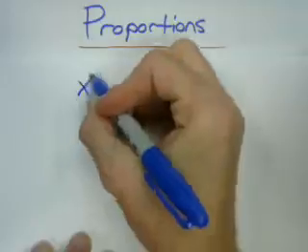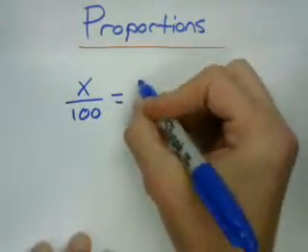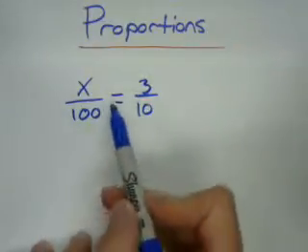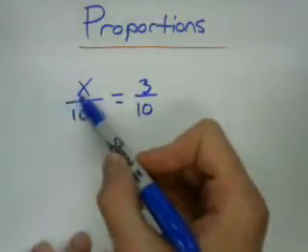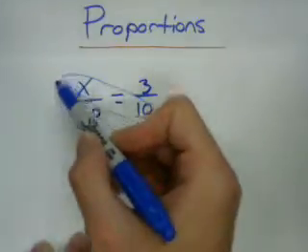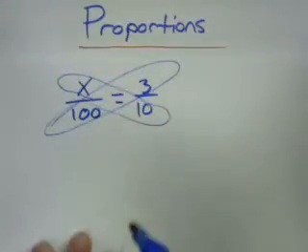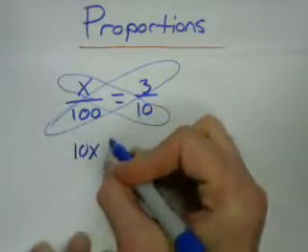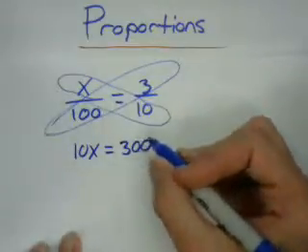If we have x over 100, that's going to be equal to 3 over 10. Now let's just say this is a true statement, so they are equivalent. In other words, there's an equal sign there. What I can do is cross multiply. I can multiply these two and set equal to the multiplication of those two. So x times 10 is 10x, and that's equal to 300 because 3 times 100 is 300.